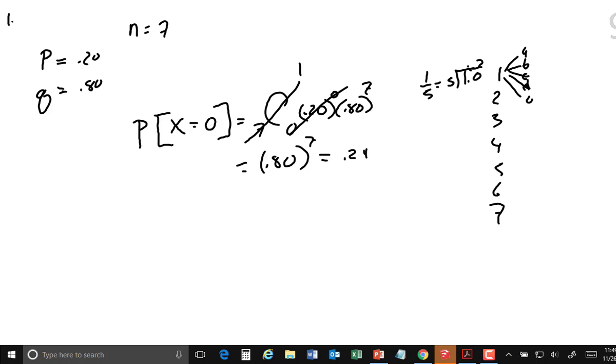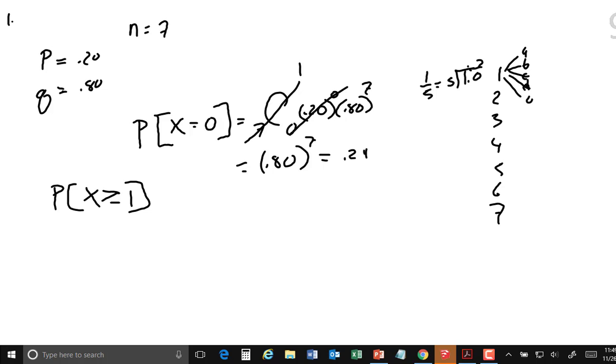0.21. Zero doesn't matter. 0.21. Okay, so there's a 21% chance that you couldn't get any of them right, guessing. So what I'm going to add to the problem is: what is the probability of at least one?